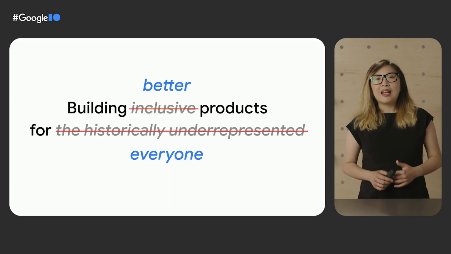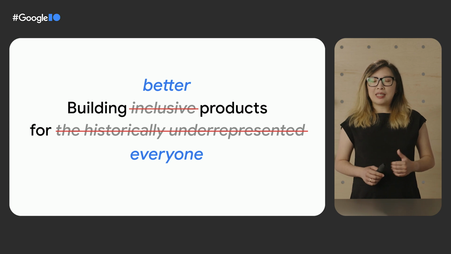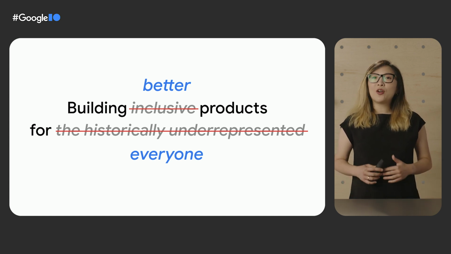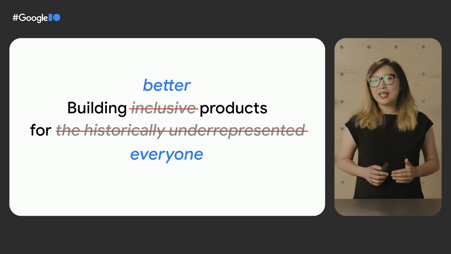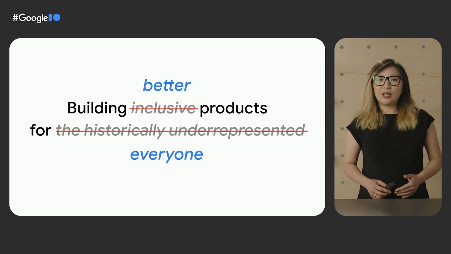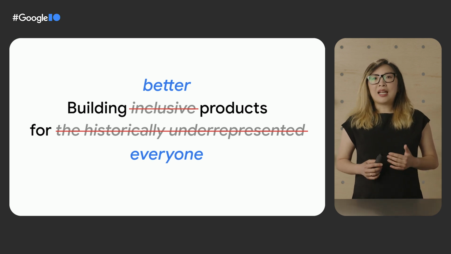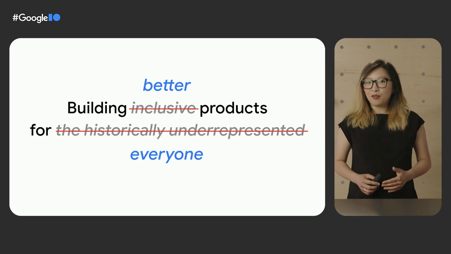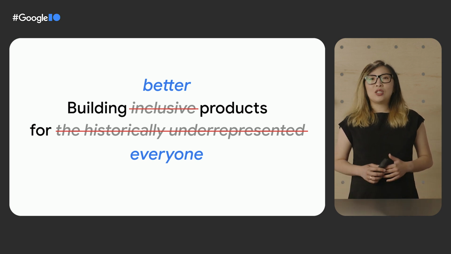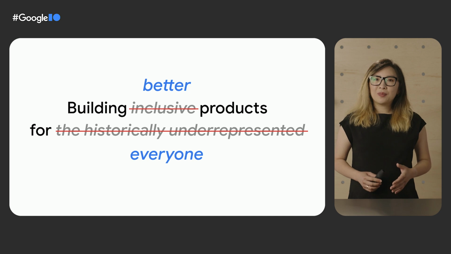At the end, let's stop thinking about accessibility or inclusion as edge cases and start intentionally integrating it into your everyday work. Because working on product inclusion doesn't just mean that you are making your product more inclusive for historically underrepresented people. It means you are building a better product for everyone.